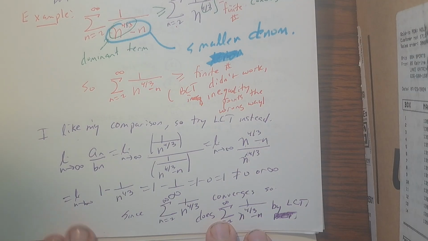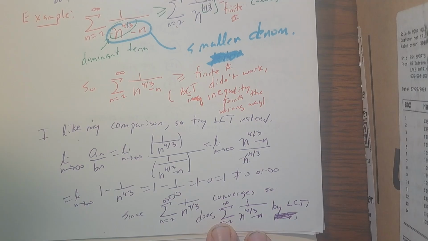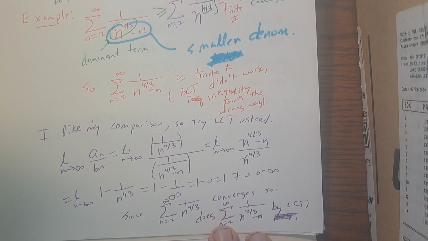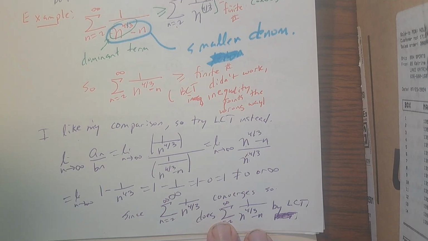So the moral of this story is that if you have what you feel is a good comparison, but the inequality points the wrong way, don't try to do the basic comparison test. It won't work. But the same comparison using the limit comparison test is likely to work. All right, let's try another one.